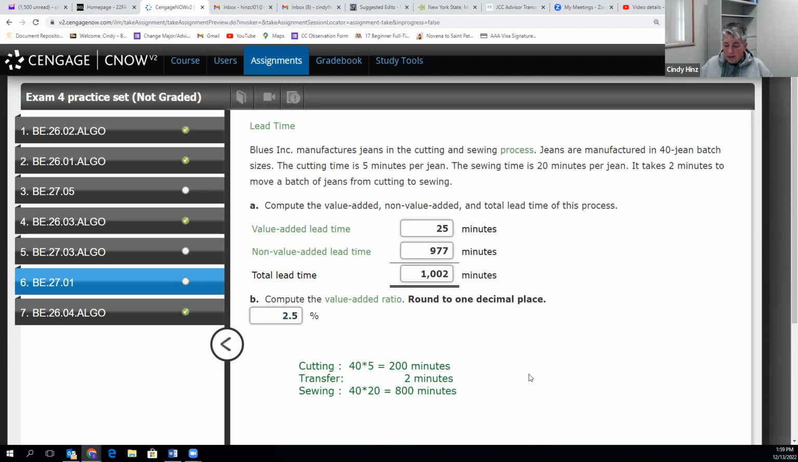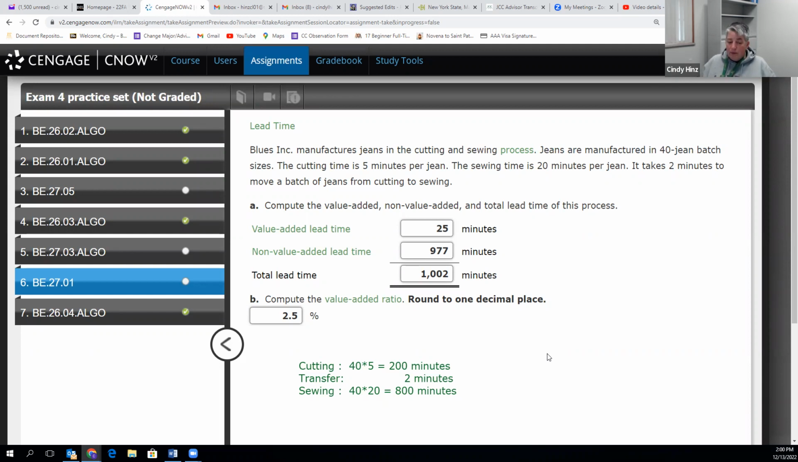I got 2.495, which rounds to 2.5%. In other words, 97.5% of the time, each pair of jeans is just sitting there waiting its turn. So not ideal. Definitely a much lower value added ratio than what we would hope or expect to see. Lots of room for improvement, which is helpful.